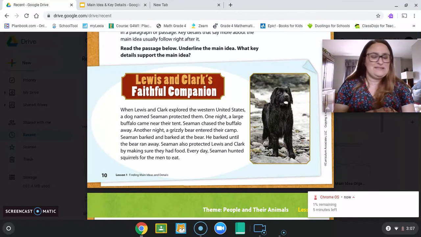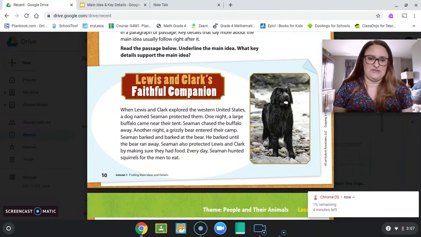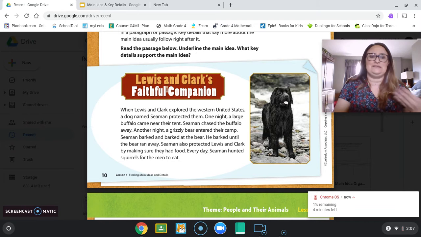So when I read this, it says, when Lewis and Clark explored the western United States, a dog named Seaman protected them. One night, a large buffalo came near their tent. Seaman chased the buffalo away. Another night, a grizzly bear entered their camp. Seaman barked and barked at the bear. He barked until the bear ran away. Seaman also protected Lewis and Clark by making sure they had food. Every day, Seaman hunted squirrels for the men to eat.